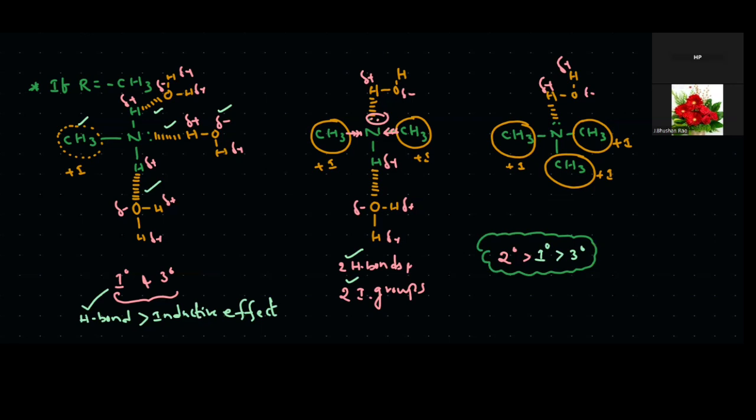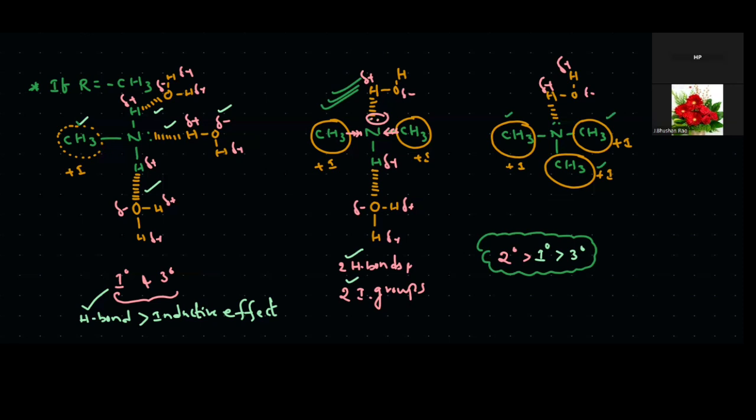Here both effects equally affect the secondary. Compared to the primary and tertiary: here, three +I groups and one hydrogen bonding; there, one +I group and three hydrogen bonds. In this kind of condition, we should comparatively explain the basicity of the primary and tertiary. That's why hydrogen bonding is always more dominating than the inductive effect, and the primary is more basic than the tertiary.